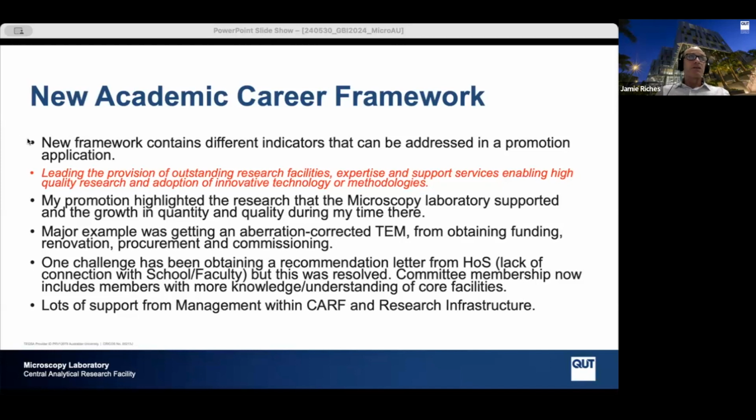Yes, but it is really good that they have someone there now who's familiar with research infrastructure and core facilities and how they all work together. And I'd just like to say that I got a lot of support from management within CARF and research infrastructure throughout this, and I've been very fortunate to have people that I've worked for who are all very supportive in this way. We can go to the next slide, please, Lisa.